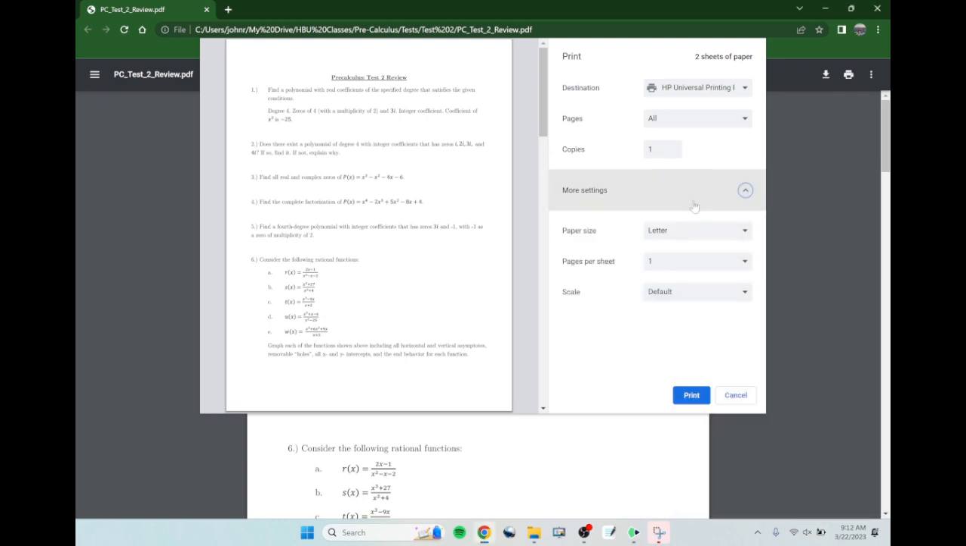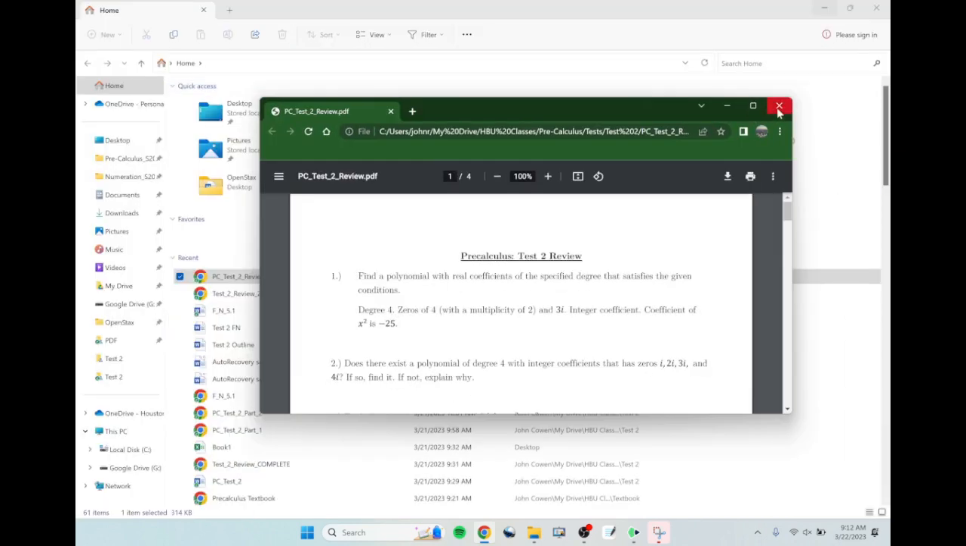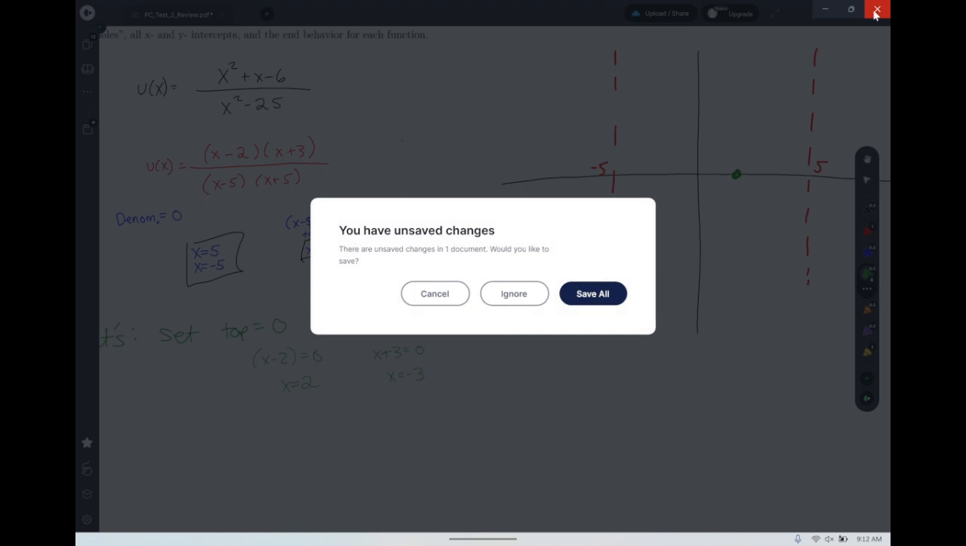Oh, cool. You know where my office is? Yeah. You know where the printer is? All right, I just printed it. No, don't do that.